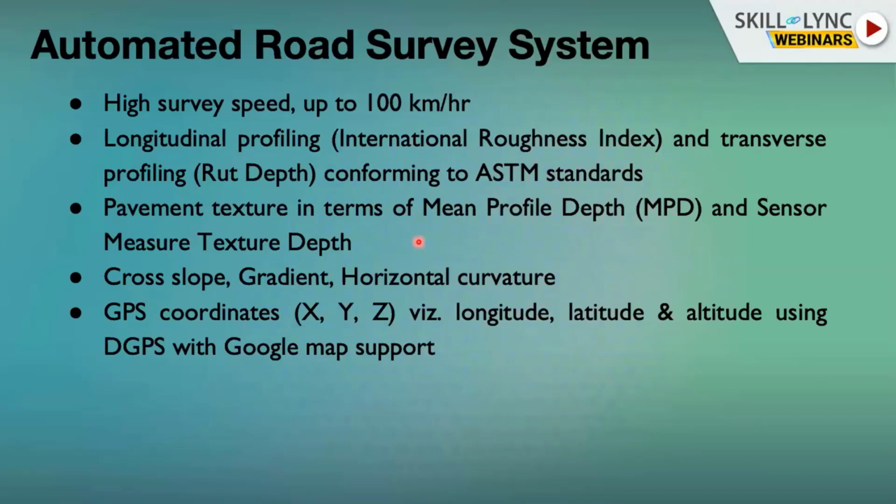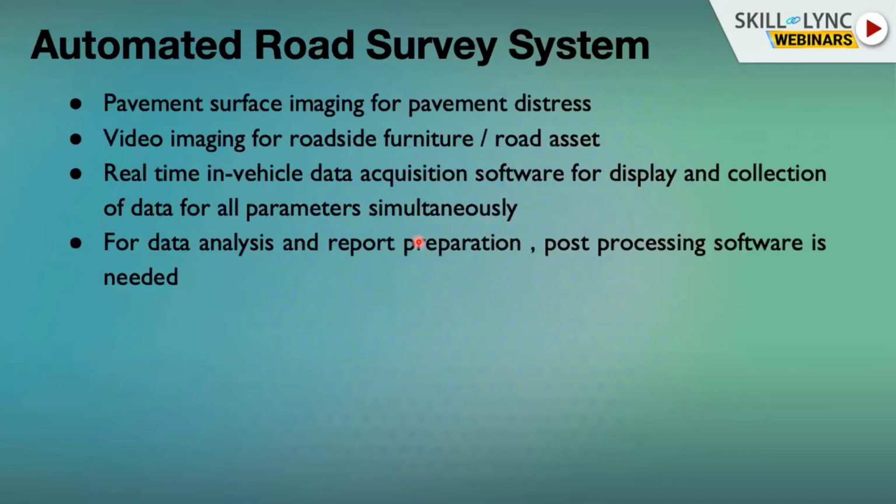You can also map the network where you are doing the survey by using the GPS or DGPS system. So you do not need to remember where you are doing the survey. It will automatically map it. You will get it in Google Maps, so at the end of the day you can check: I have done the survey from point A to point B, and this is the location where I did the survey.